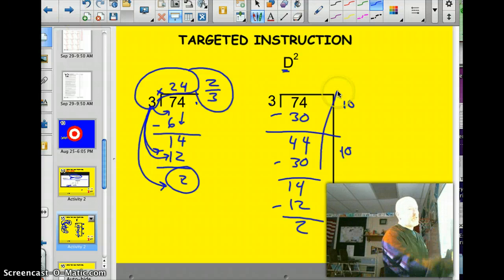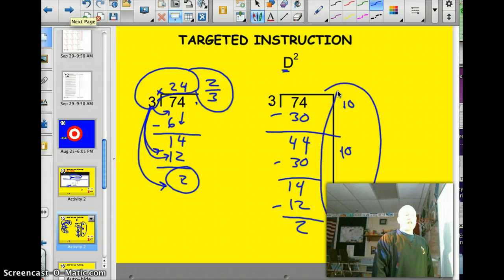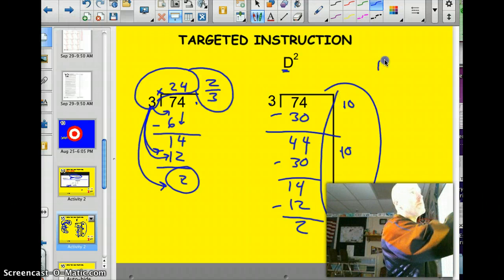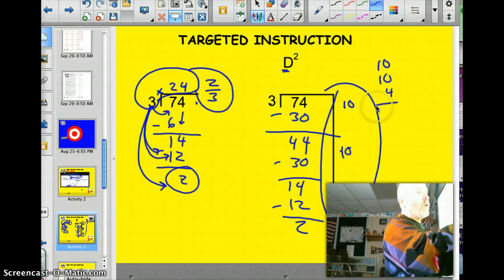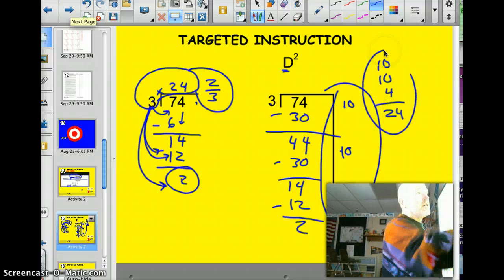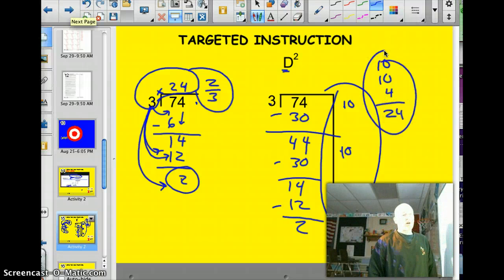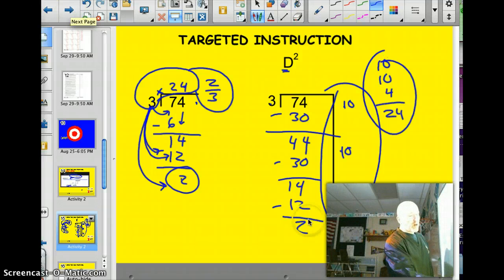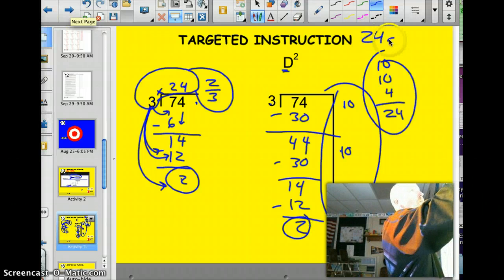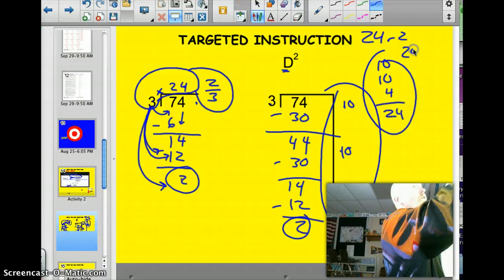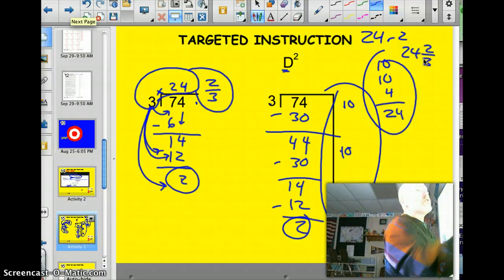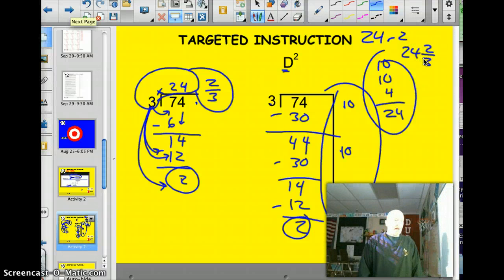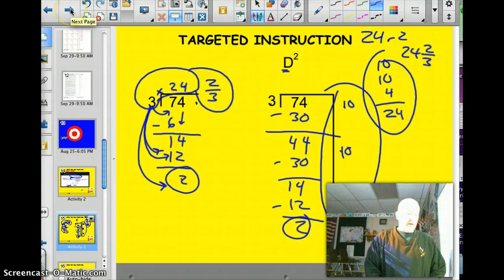So you'll see that you still end up with the same answer. I've got my 24 right here: 10, 10, and 4 are 24. Put that there in case my picture here in the corner blocked out that 4. And also, I've got my remainder of 2. So you still end up with 24 with the remainder of 2, or 24 and 2/3. Okay? I do like this method. If it helps you, you can do it that way.